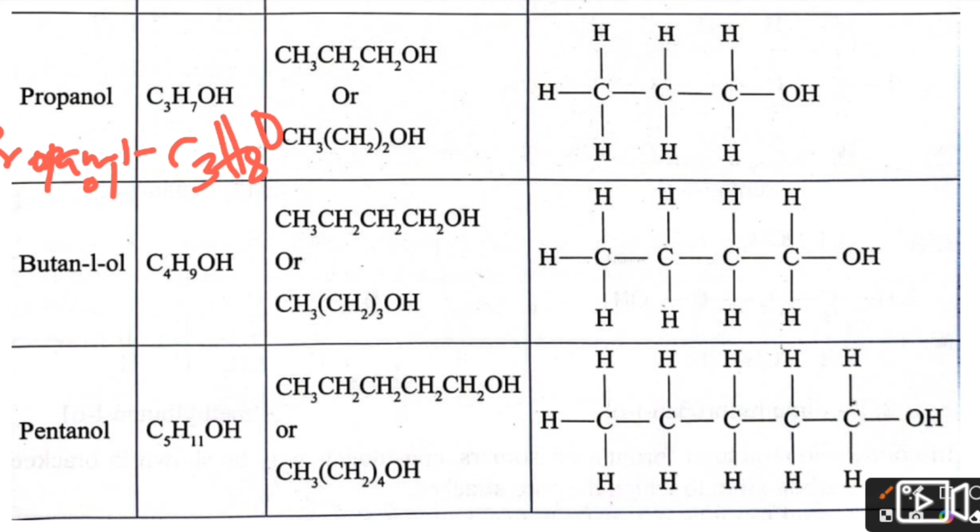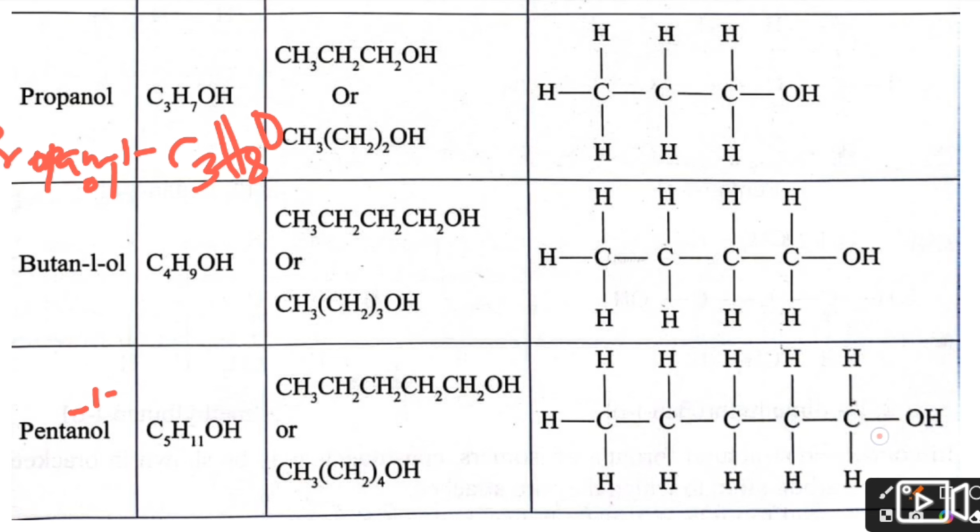This is pentan-1-ol. The molecular formula will be C5H11OH if you want to show the functional group. If you don't want to show the functional group, it will be C5H12O. So let's see the open structural formula. We are having 5 carbons, 1, 2, 3, 4, 5. That means each carbon is going to have 4 bonds. So you have to know that.